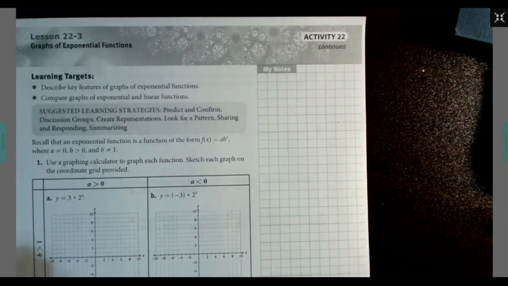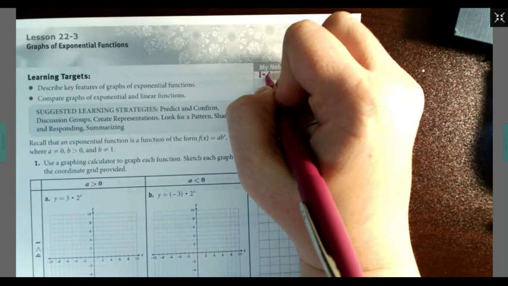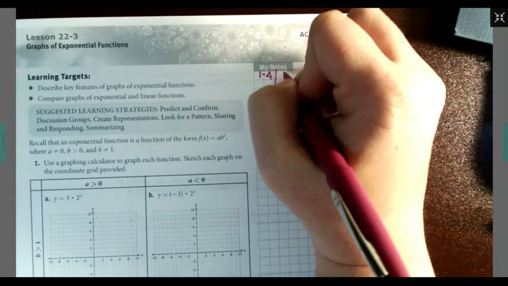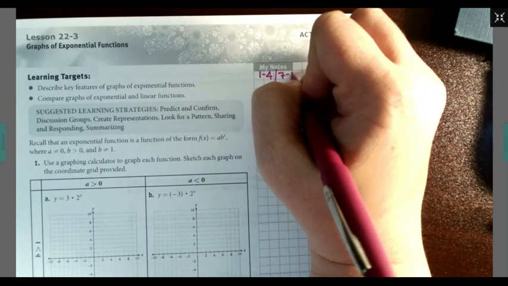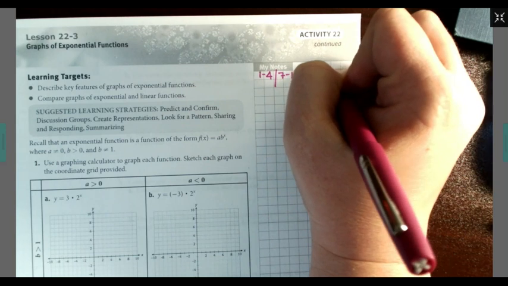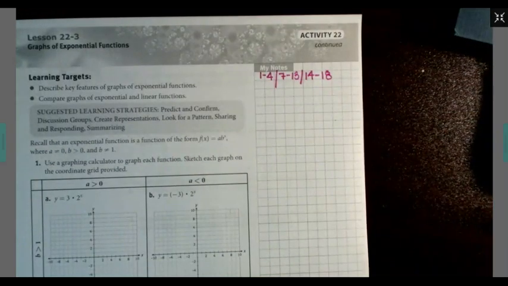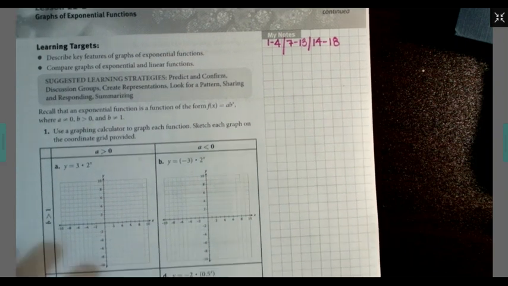We are going to be talking about graphs of exponential functions today. This lesson will be split into 3 separate sections. We will cover questions 1 to 4, questions 7 to 13, and then we will round this lesson out with questions 14 to 18. Lots of information in this section, so please stay together.